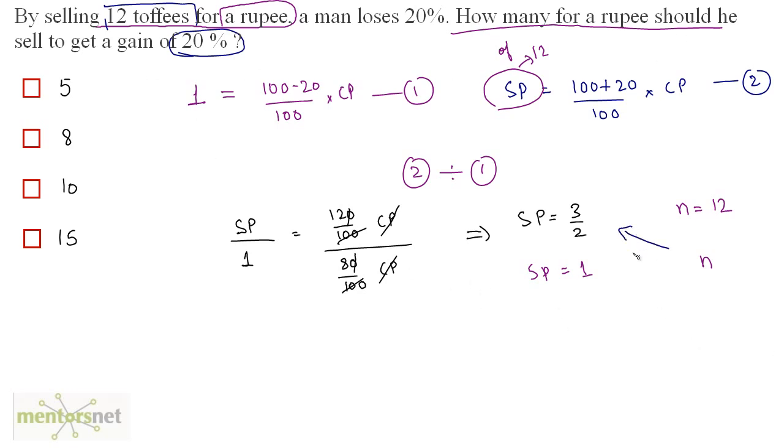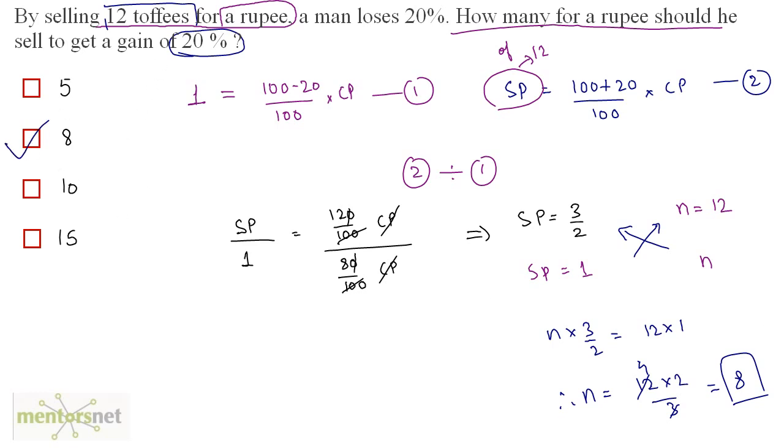So we can just cross multiply and equate here. So n times 3 by 2 is equal to 12 times 1. Therefore n, which is the number of toffees to be sold for a rupee, is equal to 12 times 2 by 3, and 3 fours are 12, so it is 8. So 8 toffees should be sold for a rupee to get a gain of 20%. So option B is the correct answer here.